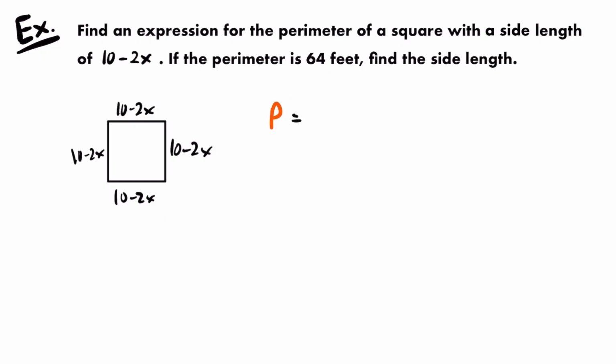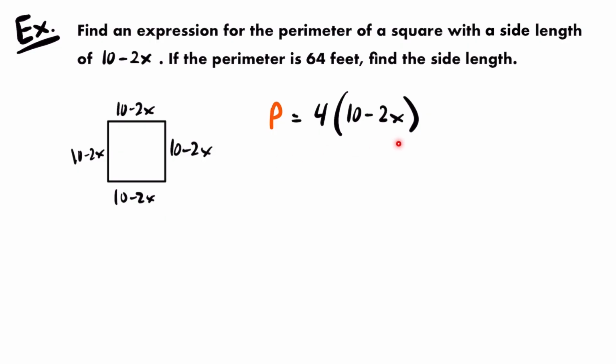What we can do is just multiply one of those side lengths by 4. All right, there are 4 of them, so you can take one of those lengths and multiply it by 4, and that would be the same thing as adding all of them together. All right, so a shortcut here is that for the perimeter P, it would be equal to 4 times that side length of 10 minus 2x.